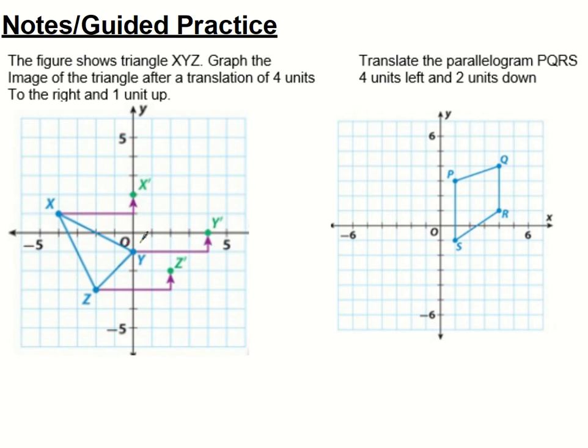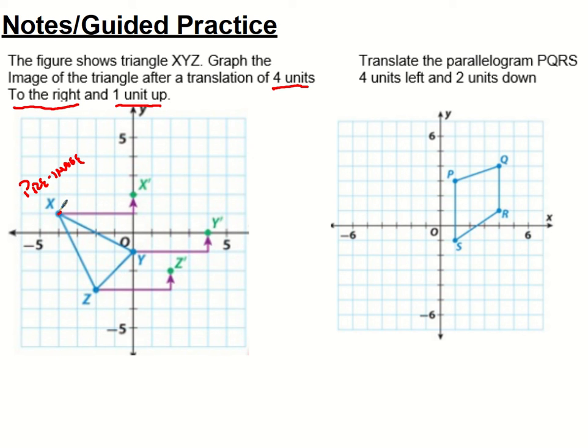So here I have a triangle XYZ. Here's the pre-image. This is the beginning one, right? This is what we're starting with. I'm going to write that down. And now what I'm going to do with that pre-image is translate it 4 units to the right and 1 unit up.